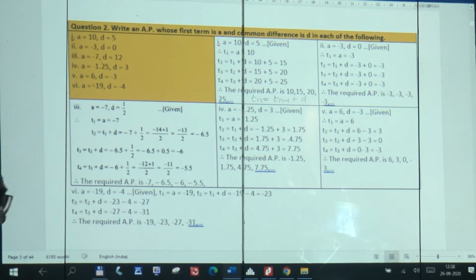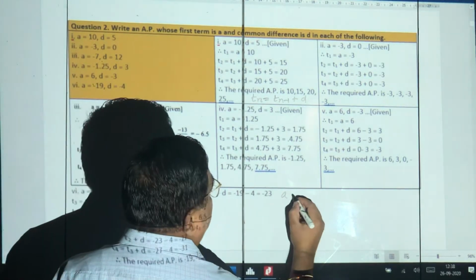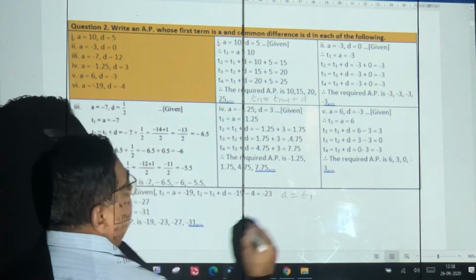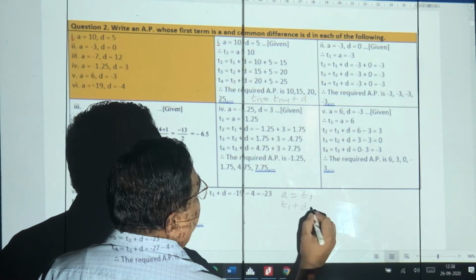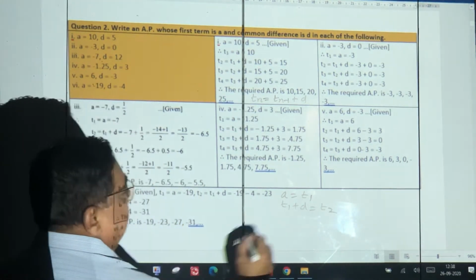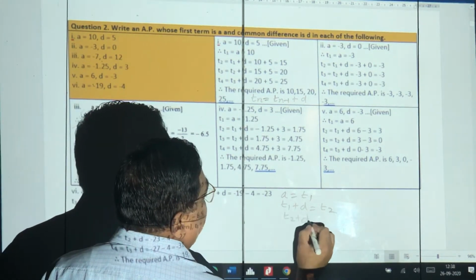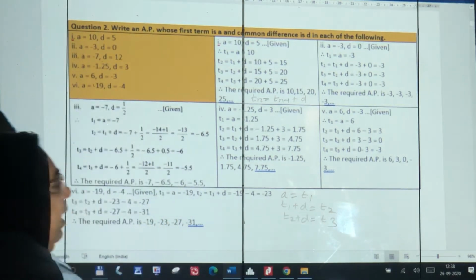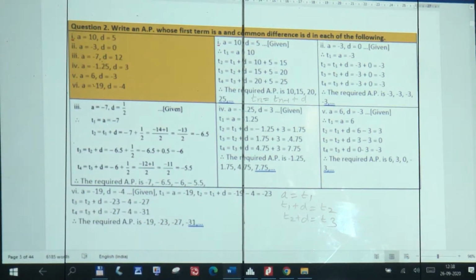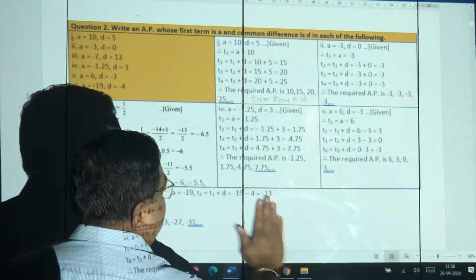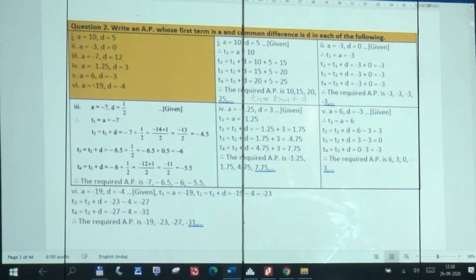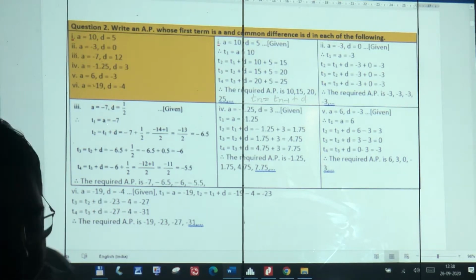A is, I remind you once again, first term. First term plus difference will give you second term. Second term plus difference will give you third term, and so on. So you don't have to think so much. Okay? Please practice.